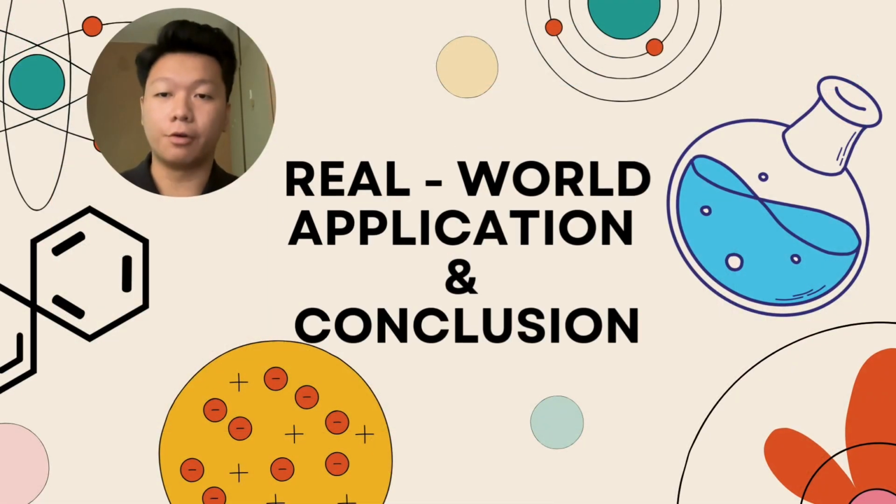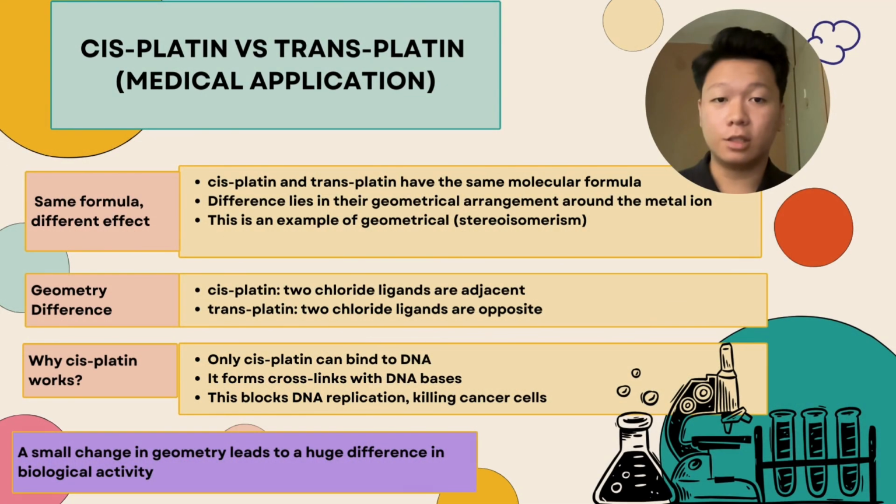Let's look at a real-world example that shows why isomerism truly matters. Cisplatin and transplatin. Both compounds have the same molecular formula and the same metal ion, platinum. However, they differ in geometry. In cisplatin, the two chloride ligands are positioned next to each other, while in transplatin, they are placed opposite each other. This difference may seem small, but its effect is huge.